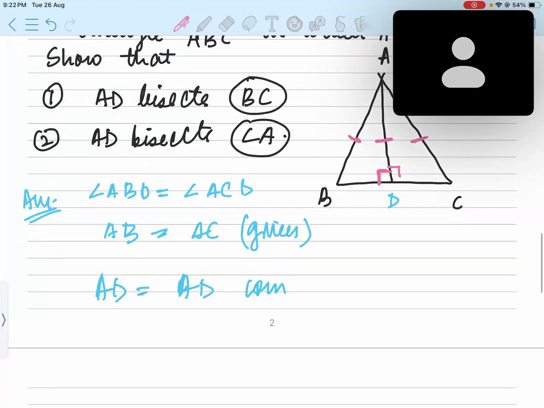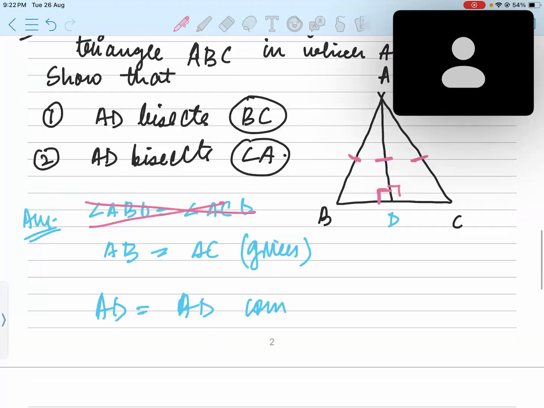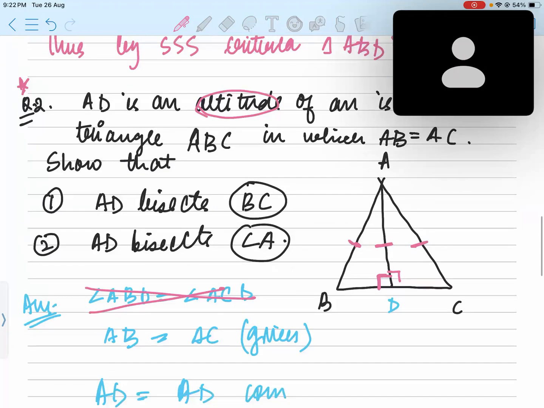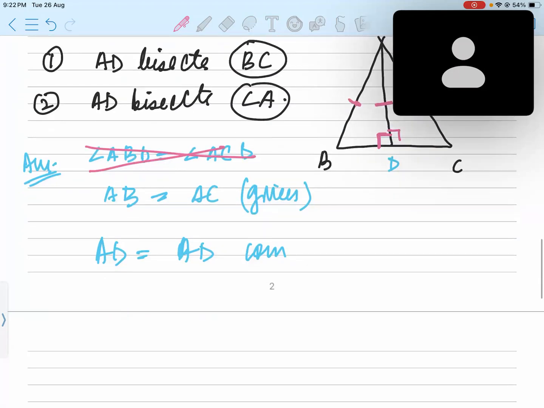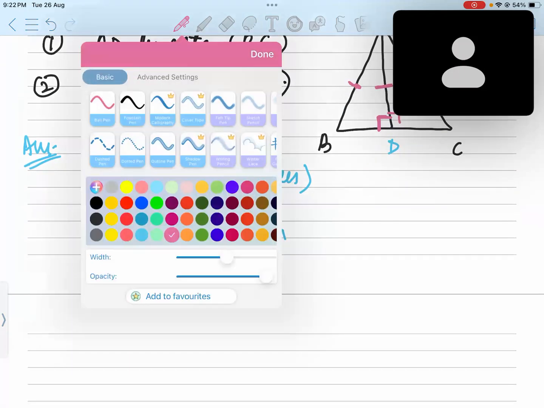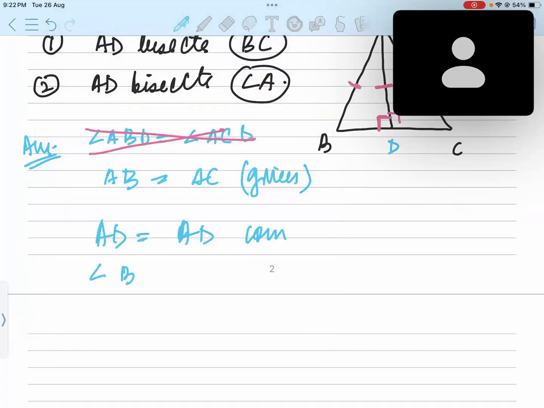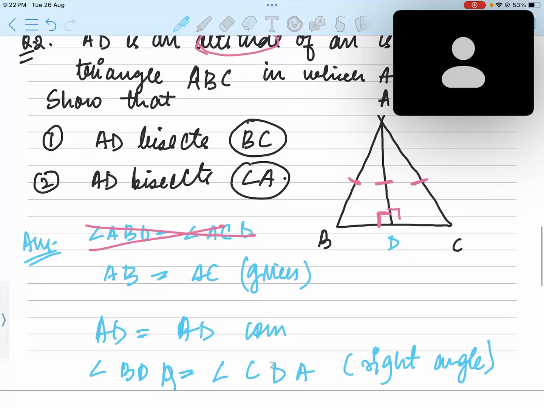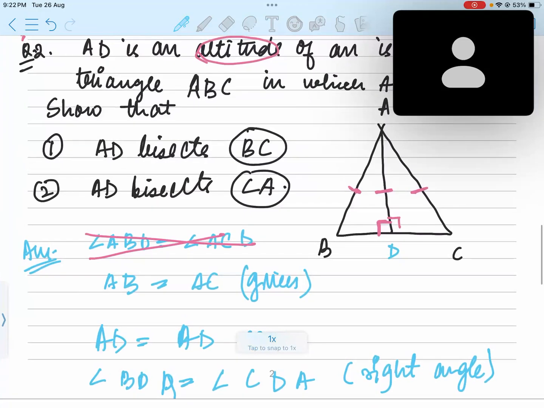So children, you will not take this part. This was the only catch in this question. It's an important question. You will not take this part, and instead of this, which angle should you take? You will take angle BDA is equal to angle CDA, right angle. And then by RHS congruency. Okay, so children, complete question number 2 like this, and also do the second part and tell me quickly.